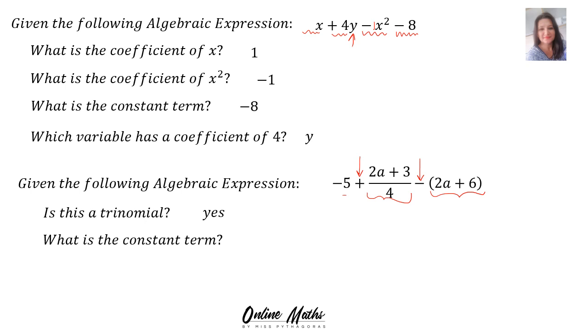What is the constant term? Now remember, the definition for the constant term is the term without the variable, independent of the variable. Therefore, the constant term here is negative 5.